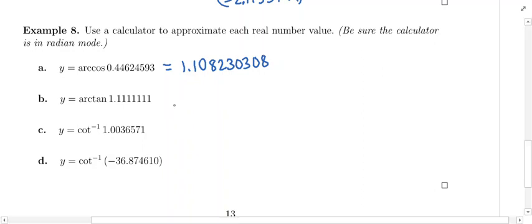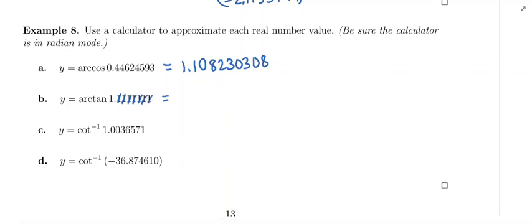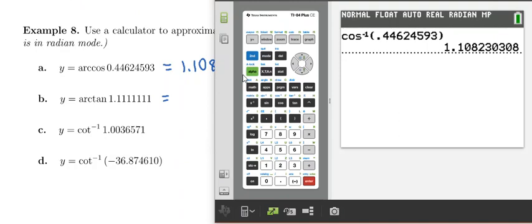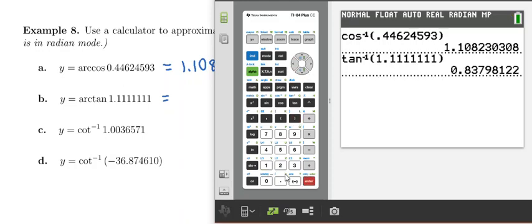Okay, so next we've got an arctan of this decimal. Again, you just need to use your inverse tangent button here. There are 1, 2, 3, 4, 5, 6, 7 ones after the decimal point. So let's punch that in. This is going to be inverse tangent of 1, 2, 3, 4, 5, 6, 7. Oops. There we go. Okay, so here comes our angle. This is 0.8379 and so on, radians.